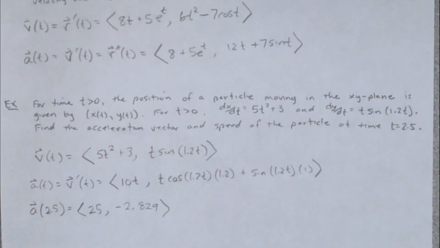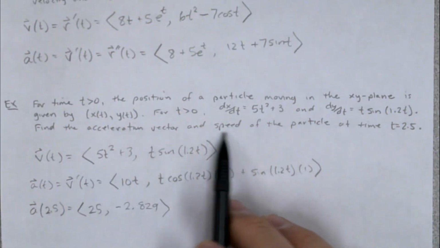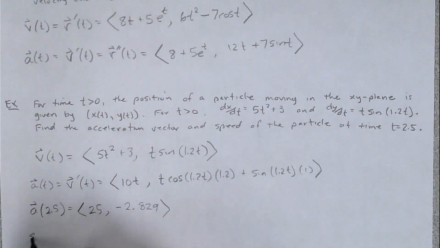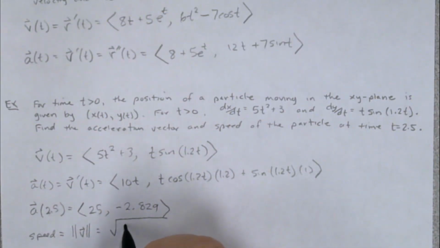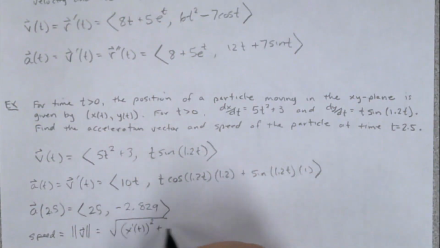Okay. The second part of this question was to find the speed. The formula for the speed, remember, is the magnitude of vector v, and it is the square root of x prime of t squared plus y prime of t squared.